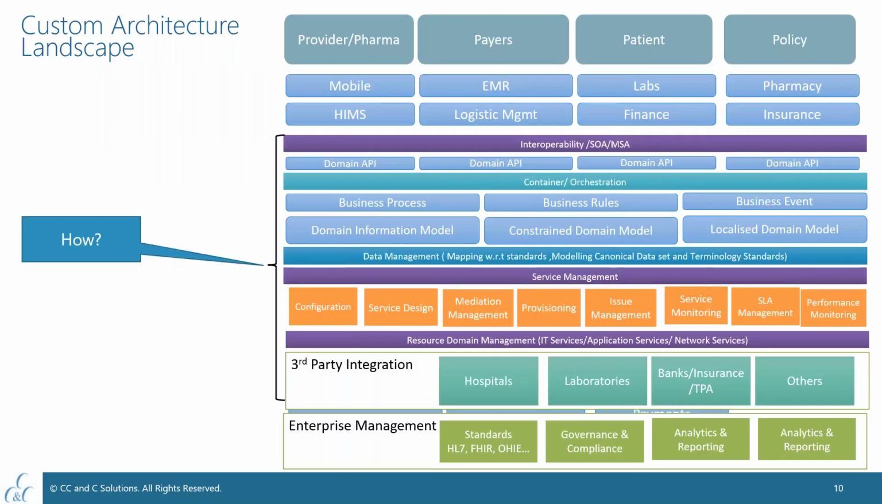So this is a custom architecture landscape. We tried to create one. On the previous slide, we took the stakeholders like provider, pharma, payers, patients. We also say that people are going to interact through mobile, through hospital management, through laboratories. Some logistics also need to be maintained. Finance is already there. So there is a whole lot of interoperability.